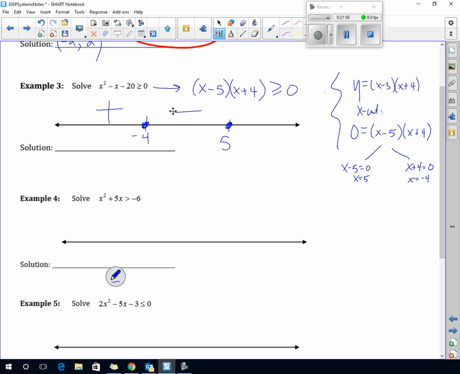Okay, what am I looking for? What area here? Middle part. What does this sign right here mean? So what's greater than 0? Positive or negative? Positive. So it's this and this. So how do I write that?